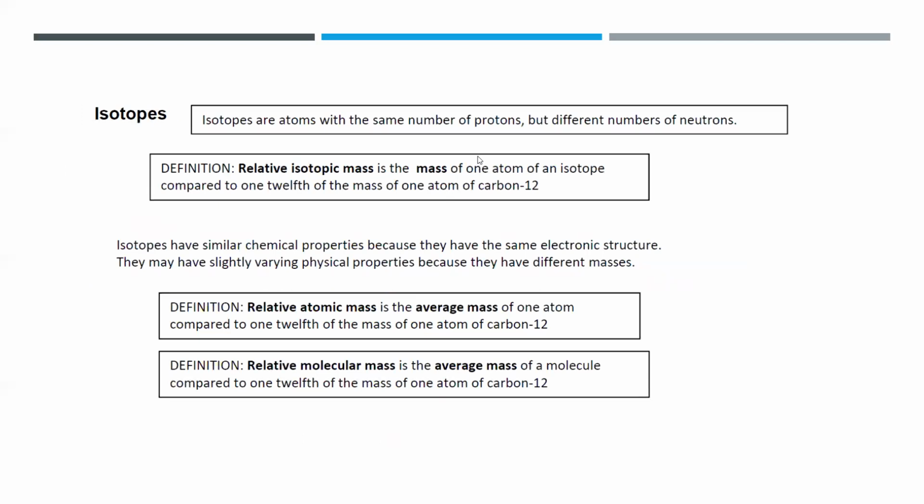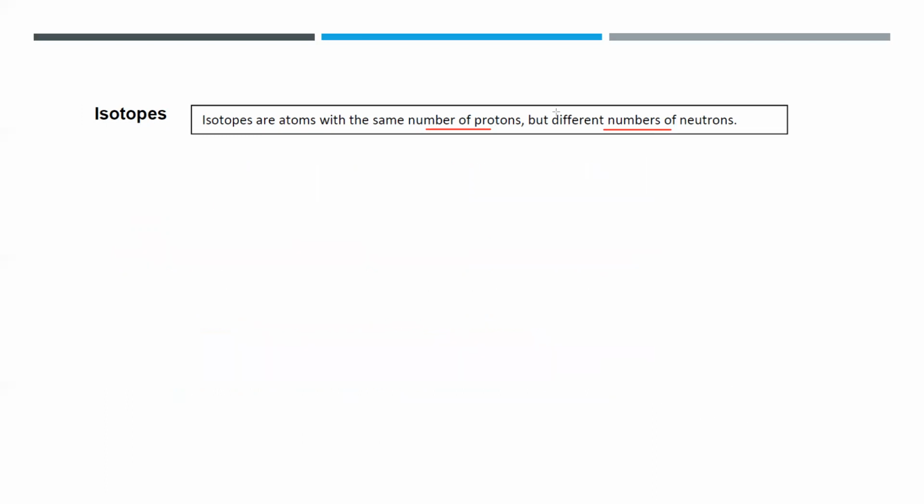Then, the definition of isotope. How do we define the term isotopes? Isotopes are atoms with the same proton number but different neutron number. For example, if we have atoms with the same proton number and different neutron number, like chlorine, one of the isotopes is 35 and 17, and another one is 37 and 17.